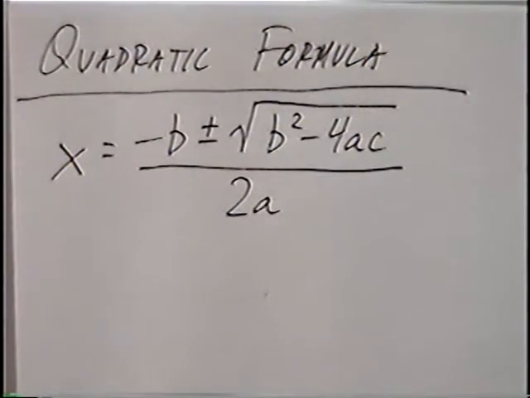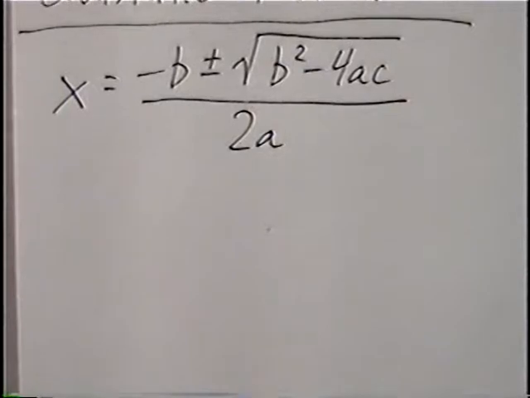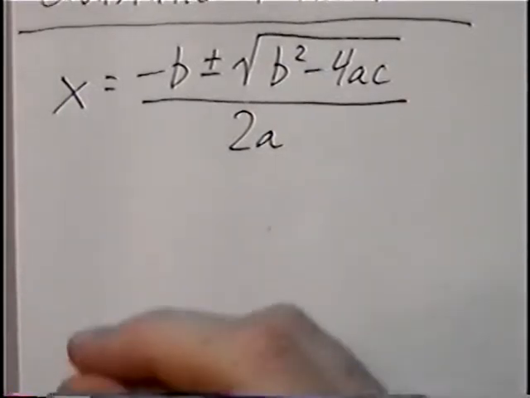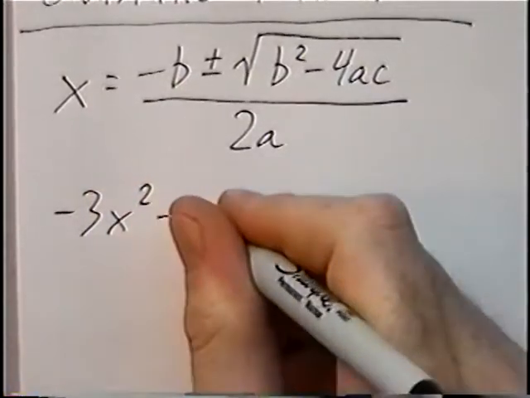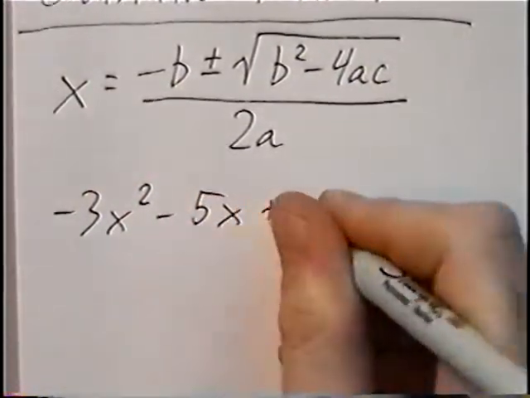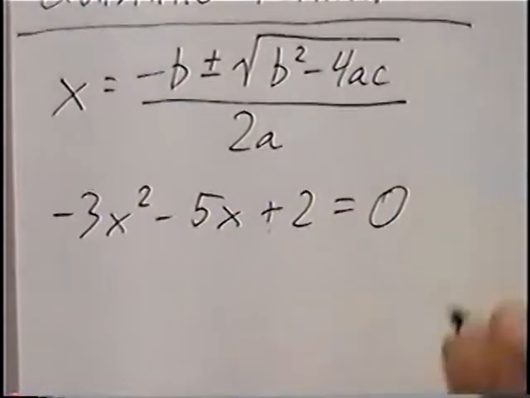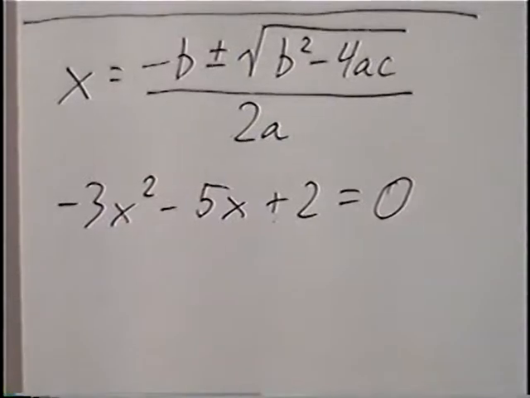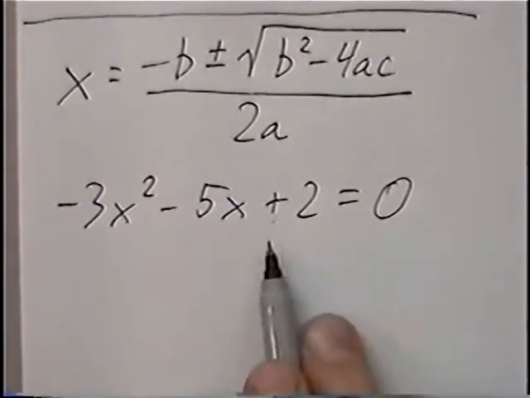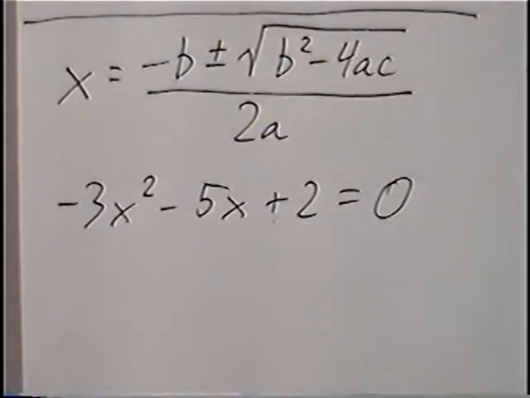To find these solutions for a quadratic equation. First question, and only question for the section: negative 3x squared minus 5x plus 2 equals 0. To use the quadratic formula, you have to have a polynomial equal to 0. If it's not equal to 0, you have to change it so it's equal to 0.